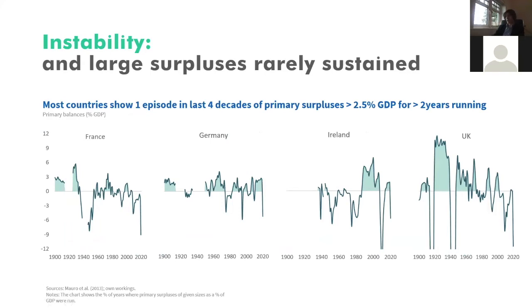And if we take countries, as we do in the paper, and look at what actually happens, what's interesting is that for most countries that we look at, there's only about one episode in the last 4 decades where surpluses are above 2.5% of GDP for more than 2 years. So you can see these episodes now and then, but they're not really sustained for that long.